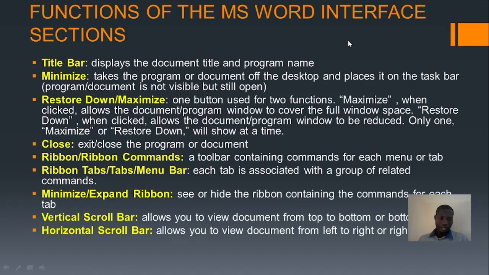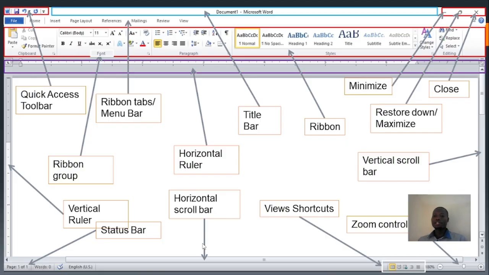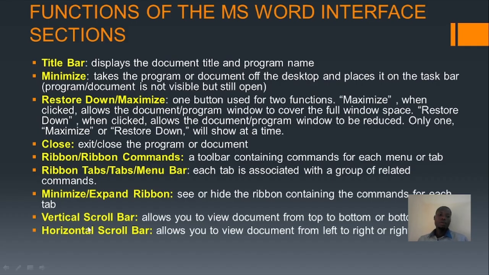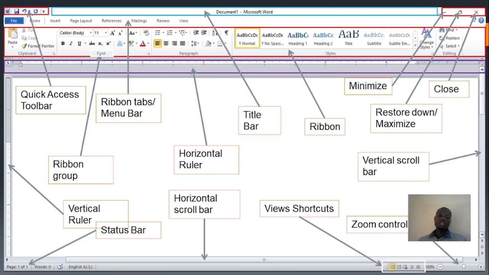Alright? Yes. And we have this vertical scroll bar, which allows you to view a document from top to bottom or bottom to top. Here it is, the vertical scroll bar. It helps you to view the document either from top to bottom or bottom to top. That is very correct. And we have the horizontal scroll bar, which allows you to view a document from left to right or right to left. This is the horizontal scroll bar here, which can help you to view the document either from left to right or right to left.